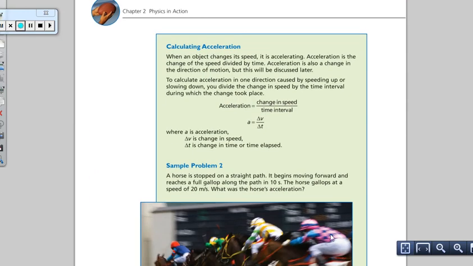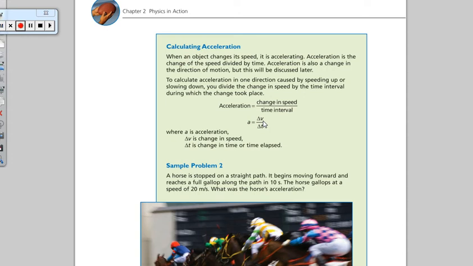Now, acceleration, on the other hand, you do the math very, very similar, except instead of it being distance divided by time, acceleration is the change in velocity divided by time. These little triangles that you see here mean change in. And so what you're looking at is, where did the velocity start? And where did it end?